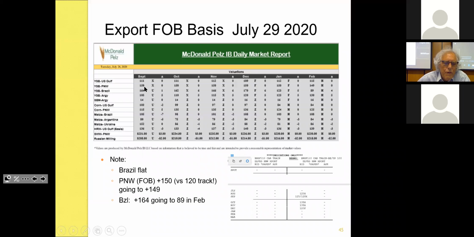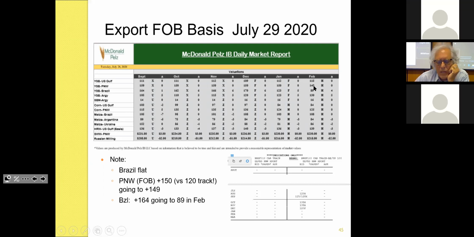And this is FOB basis. And to my knowledge, it's one of the only sources other than AgriSenses that reports FOB basis. So take a look here at September. They're showing a FOB basis PNW for September of 150 and pretty flat going out at 150 all the way into February and then going down.